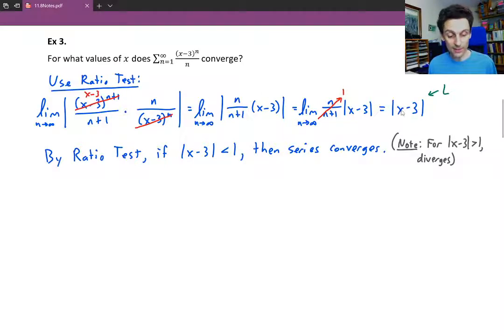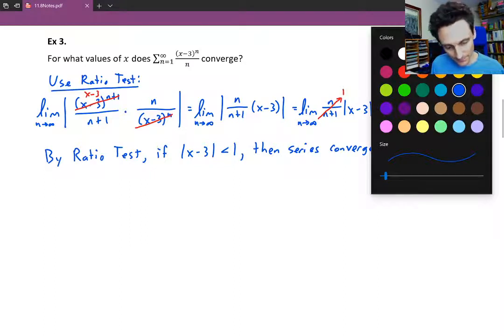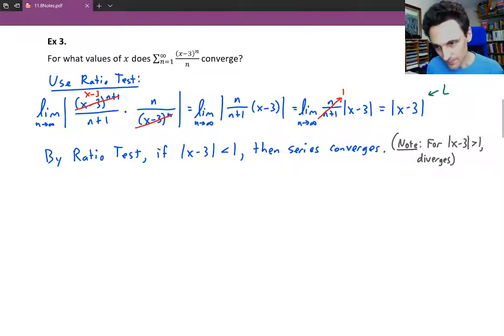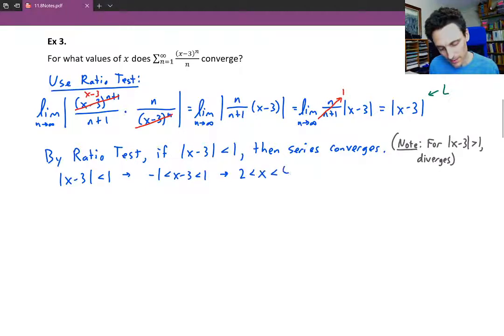So there are two x values that make that happen. One of them is 2, the other one is 4. If that didn't immediately pop out to you, don't worry. We're going to do some algebra to figure out what those x values are. But actually, right before we do that, let's unpack what this absolute value of x minus 3 less than 1 looks like. It looks like x minus 3 between 1 and negative 1, which looks like x between 2 and 4. Those are the two numbers I mentioned.